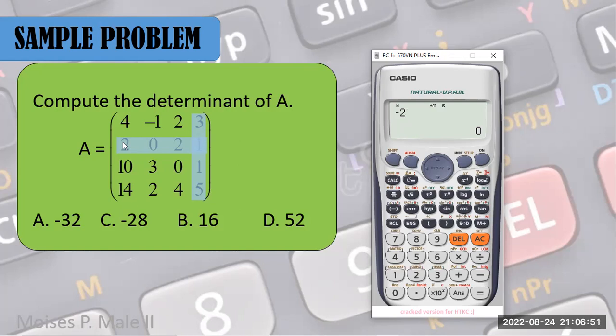Then input the determinant of A. So shift, matrix, determinant of matrix A. Okay. So that is for the cofactor of 2. Now here, the third element of the second column: positive, negative, positive, negative. So that's still negative. So minus 2. Okay? Then determinant of matrix B. Determinant of matrix B, 4.